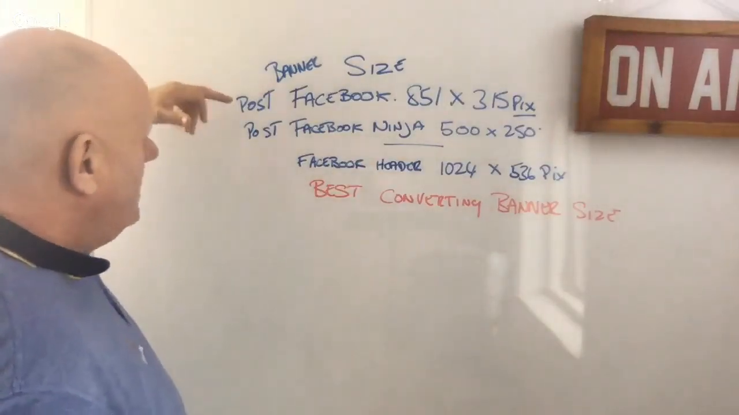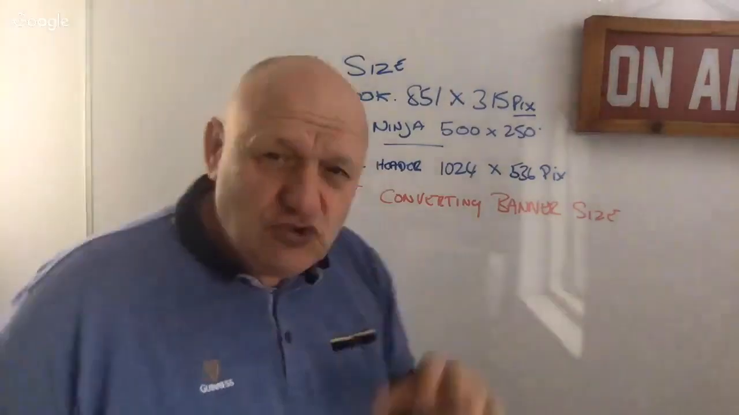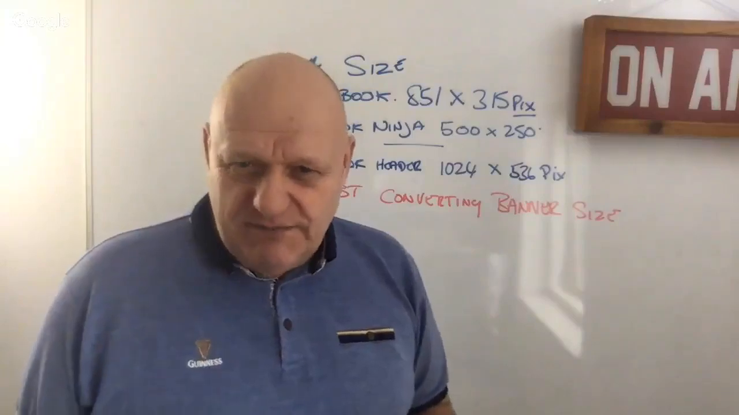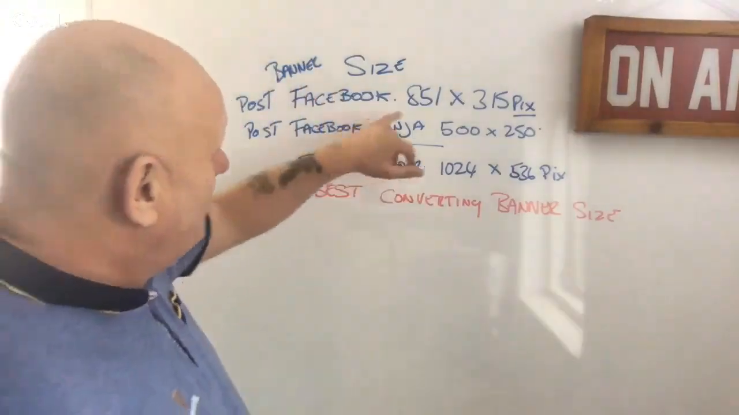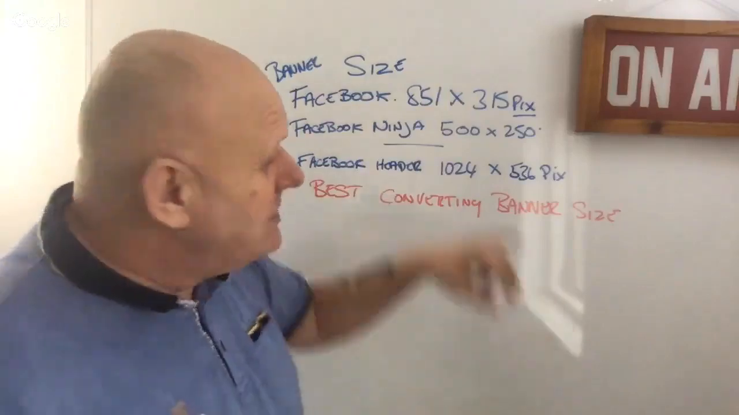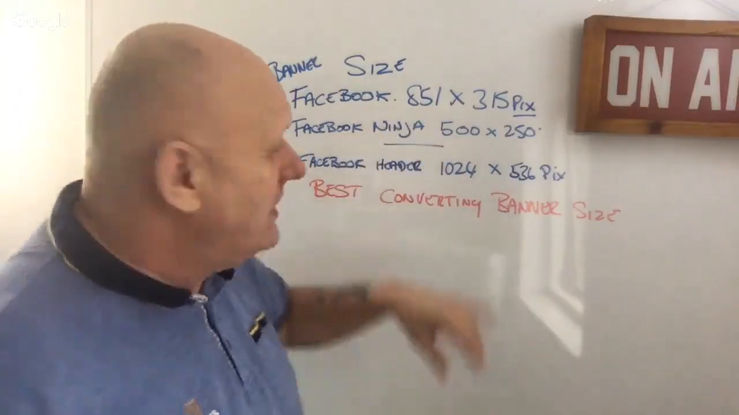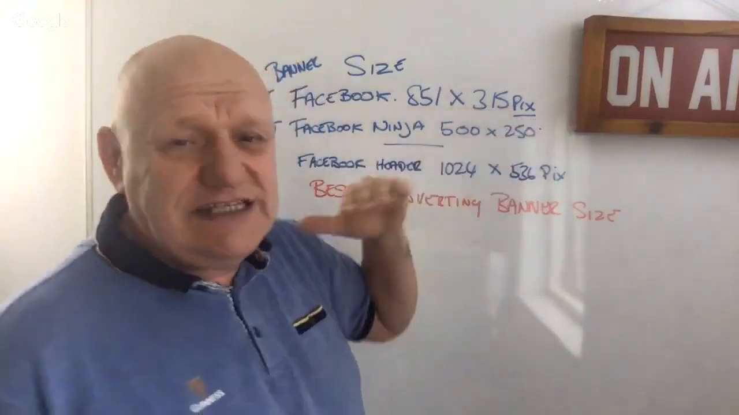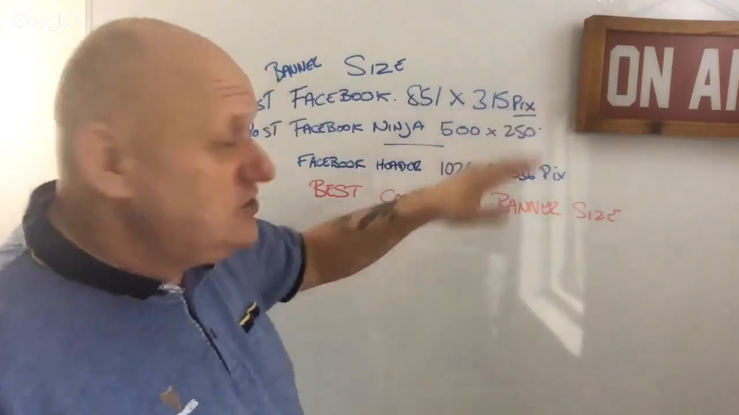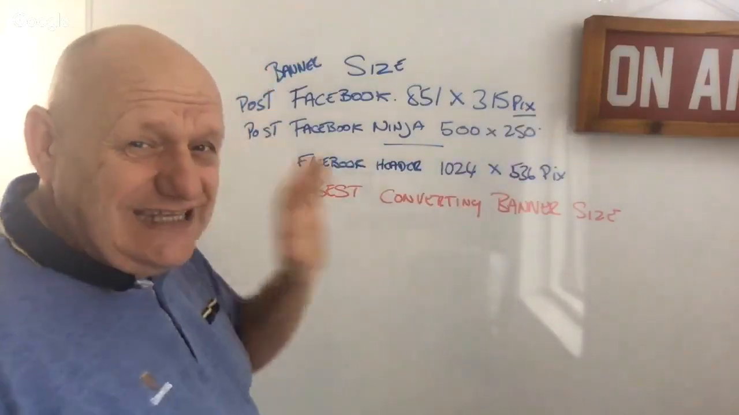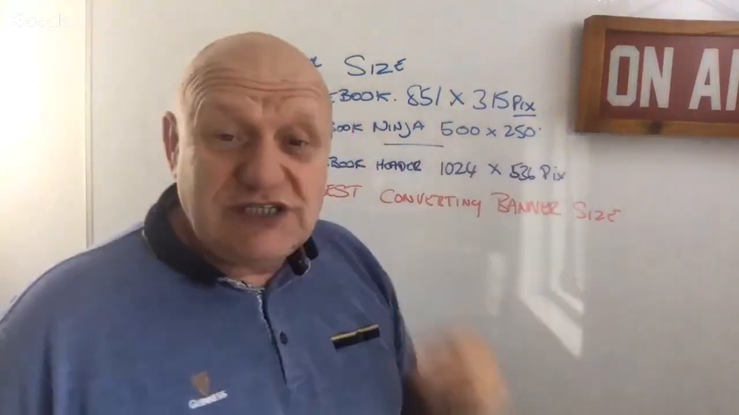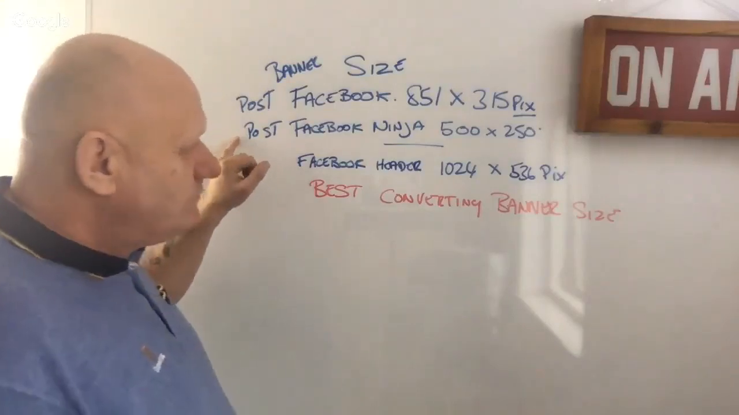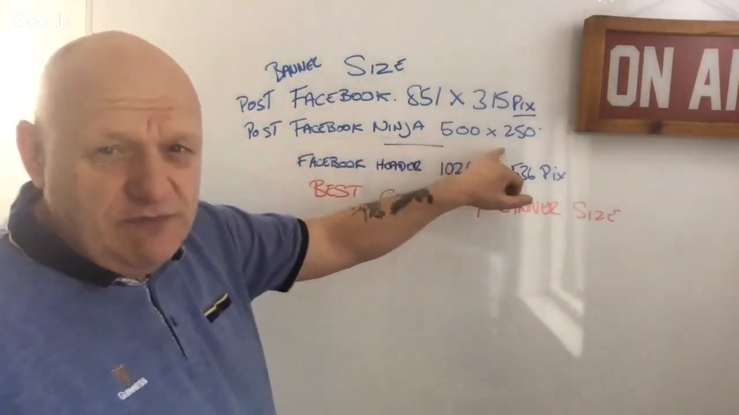So banner sizes. For a Facebook post, if you're making a post directly from your laptop or your computer, not using any software to make the post, the correct size, and this information comes from Facebook, you can Google it, they'll tell you, is 851 by 315. That's in pixels, remember. So if you want to make a Facebook post, that's the size Facebook say is perfect.